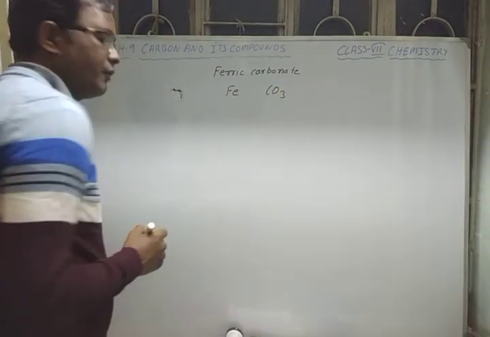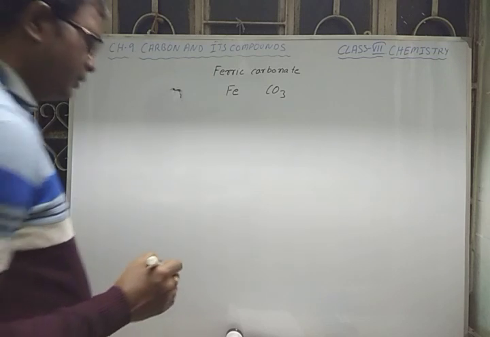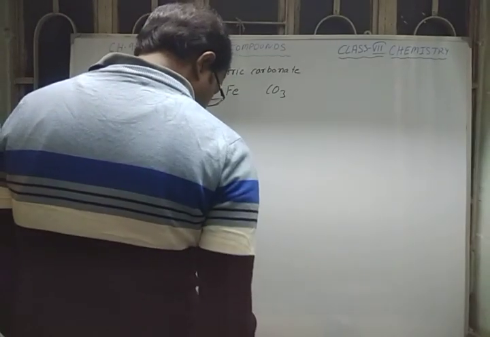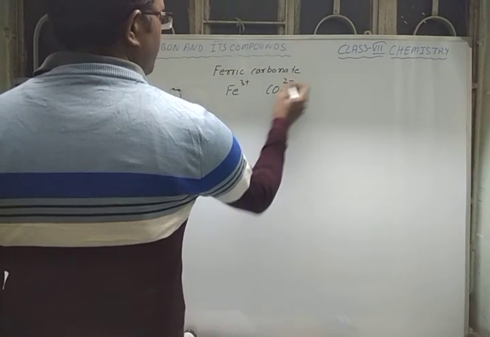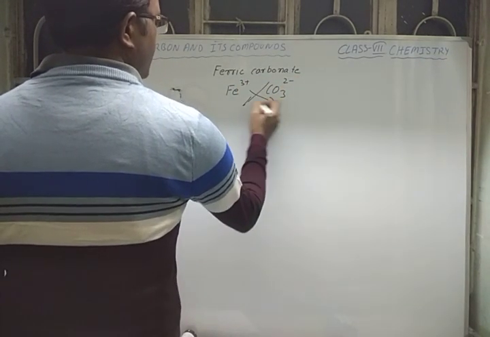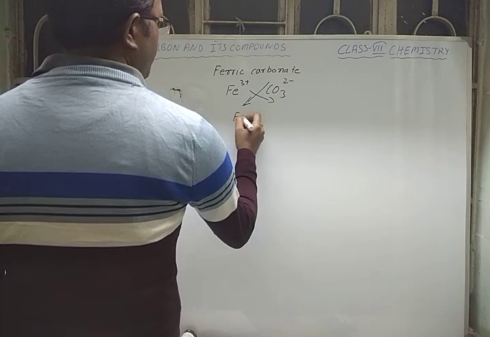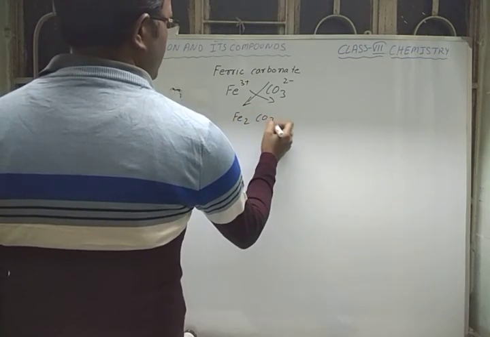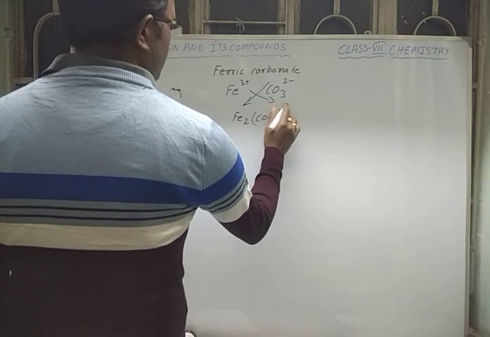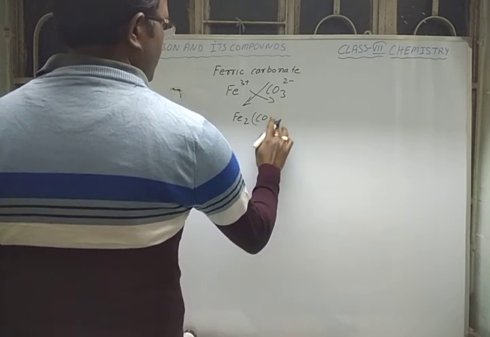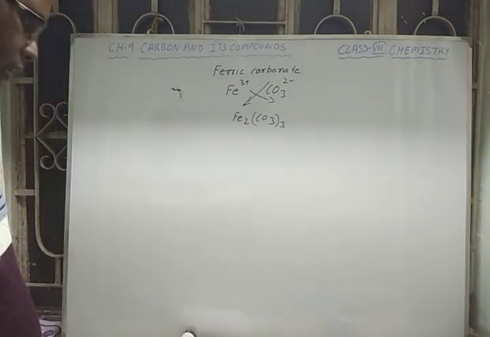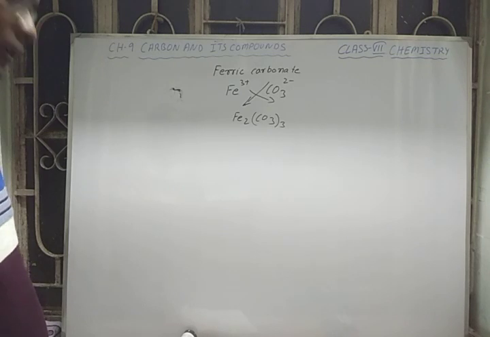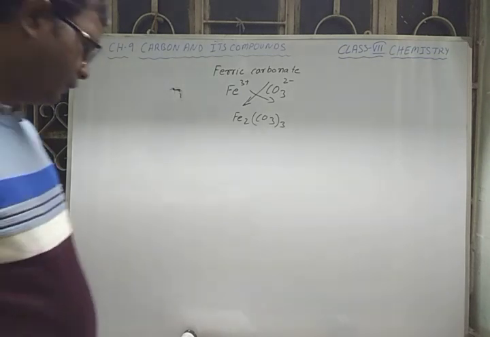Now we have to write the valency also. For ferric it is 3 plus and for carbonate it is 2 minus. So when we do the crisscross, what do we get? Fe2 (CO3)3 is the formula of this compound, ferric carbonate. In this way we have to frame the formula.